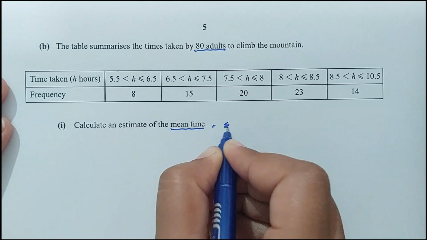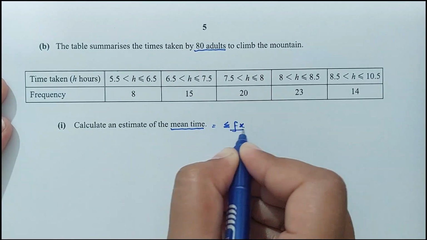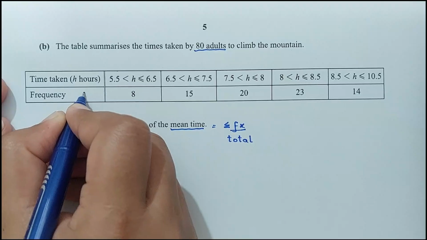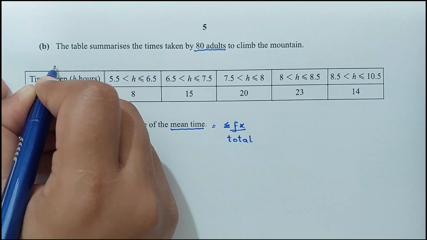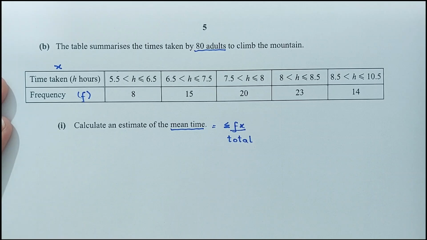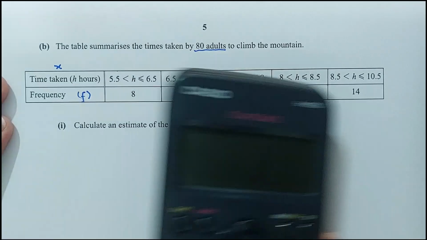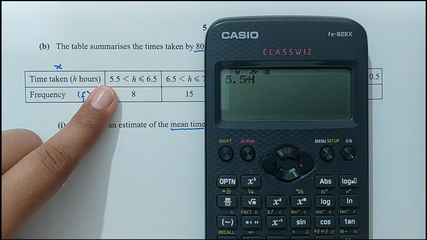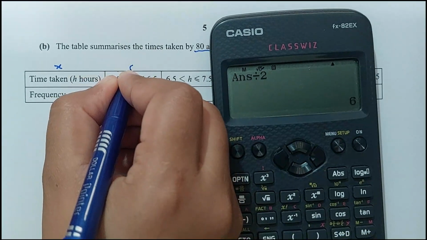Number 1, calculate an estimate of the mean time. So the mean is sum of fx divided by the total. F is the frequency. And what is x? X is the midpoint of intervals. We have to find out the midpoints. To get the midpoints, we have to add the two numbers and divide by 2. 5.5 plus 6.5 divided by 2. The midpoint is 6.